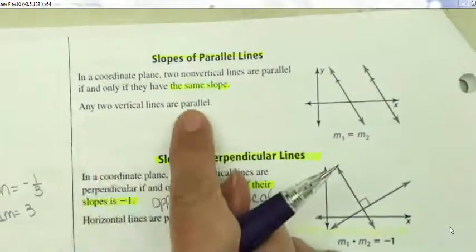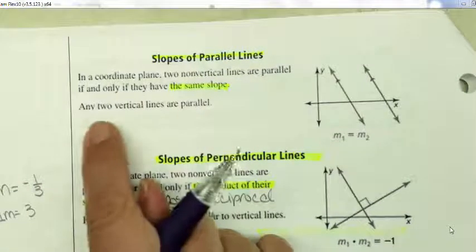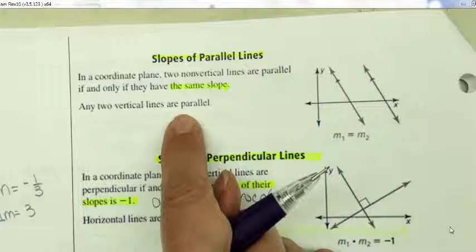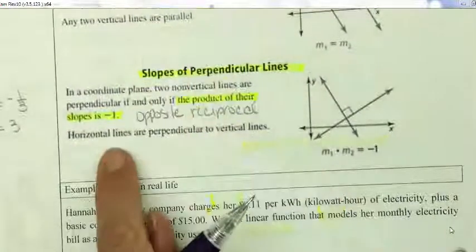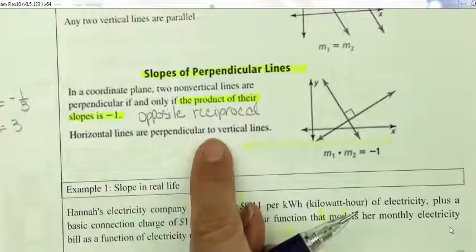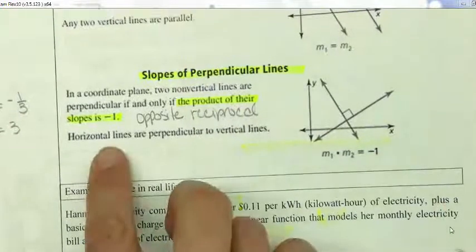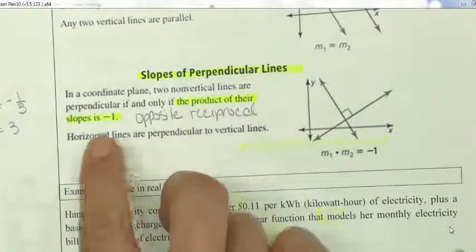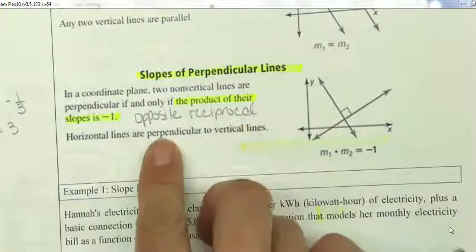Any 2 vertical lines are parallel. Also, any 2 horizontal lines are parallel. And then here, a horizontal line and a vertical line are going to be perpendicular.